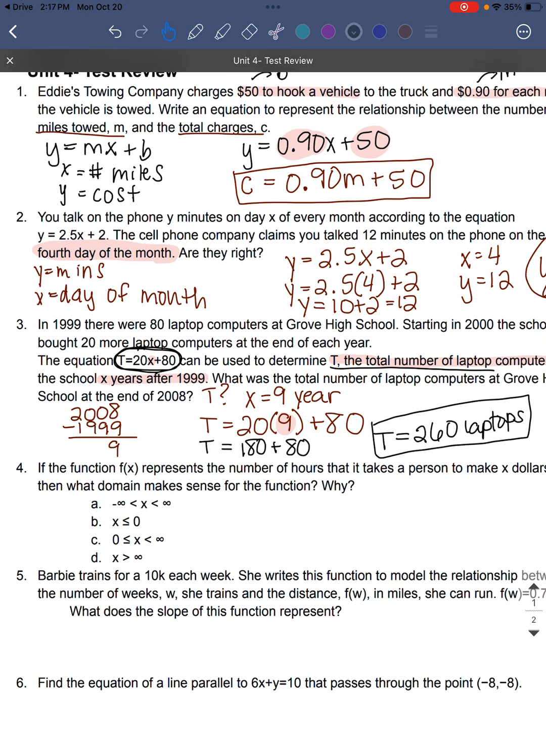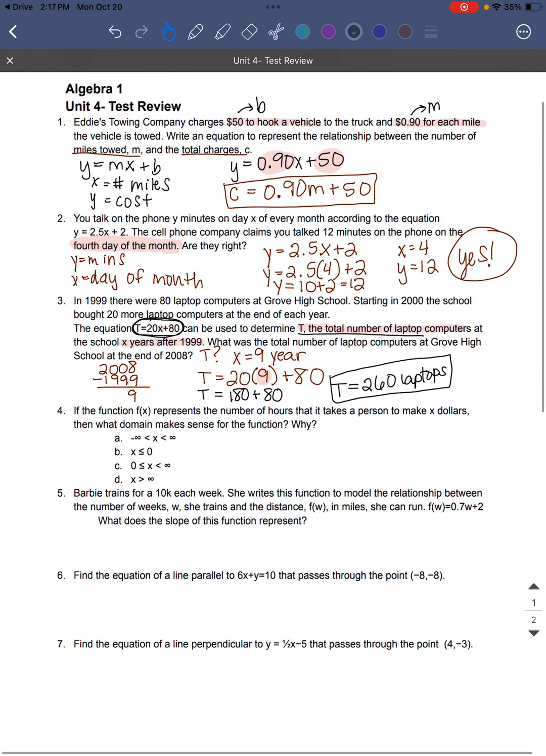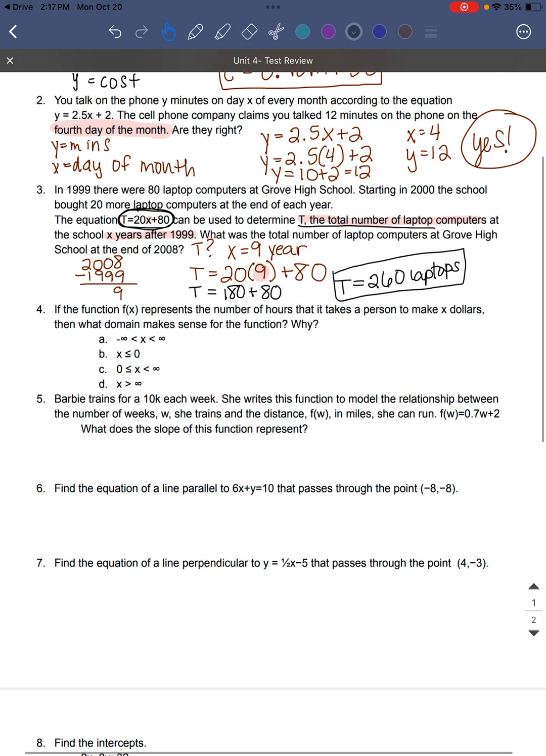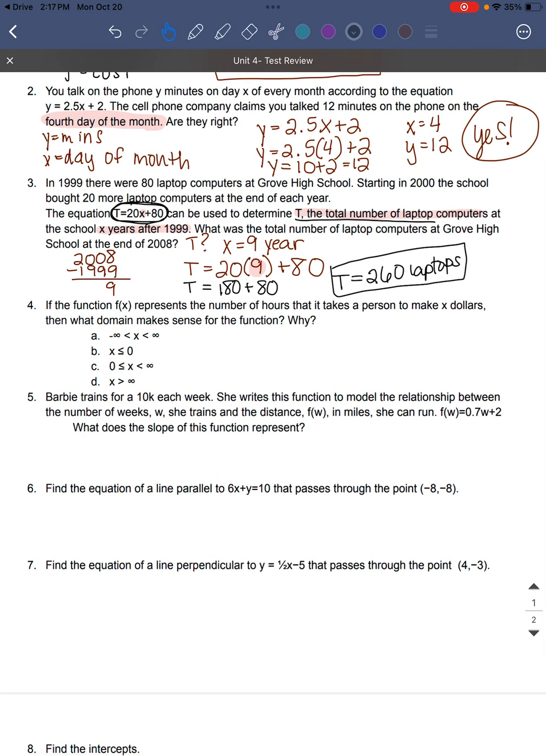Okay. Number 4, if the function f of x represents the number of hours it takes a person to make x dollars, then what domain makes sense for the function? So we're looking at the domain. We know that domain is x, and it tells us right here that we're making x dollars.